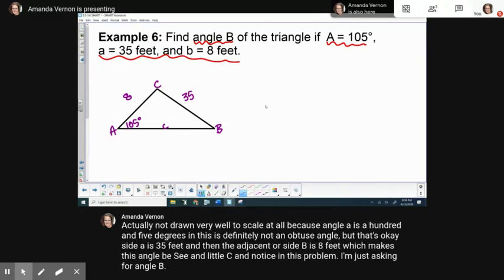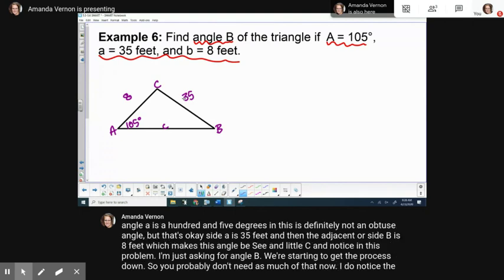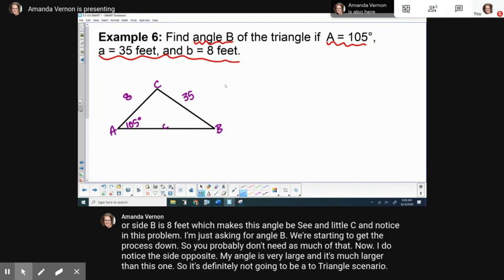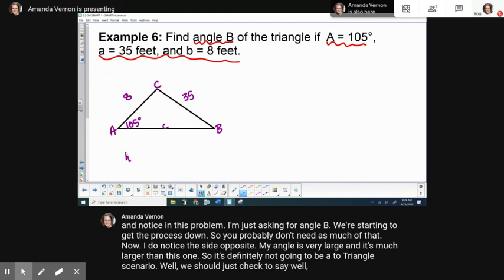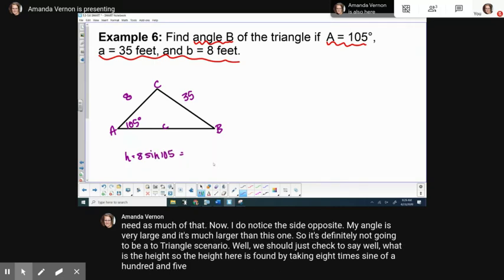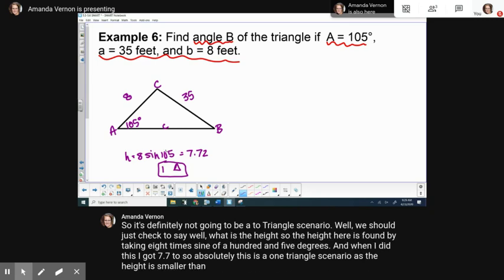We're starting to get the process down, so we probably don't need as much of that. Now I do notice the side opposite my angle is very large, and it's much larger than this one. So it's definitely not going to be a two triangle scenario, but we should just check to say, well, what is the height? So the height here is found by taking 8 times sine of 105 degrees. And when I did this, I got 7.72. So absolutely, this is a one triangle scenario, as the height is smaller than the side opposite the angle.